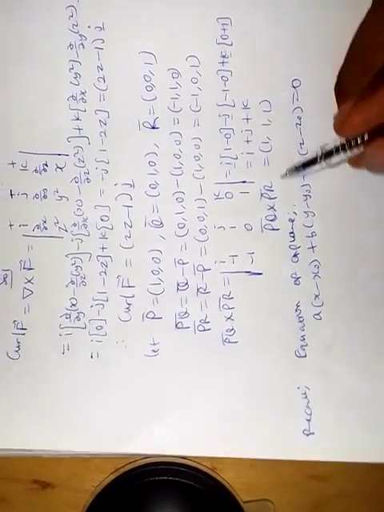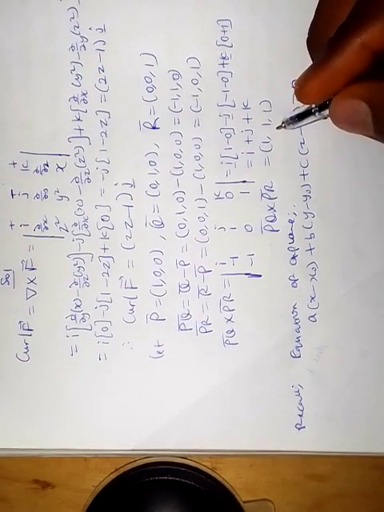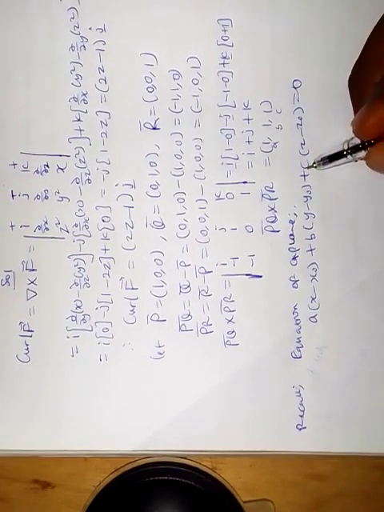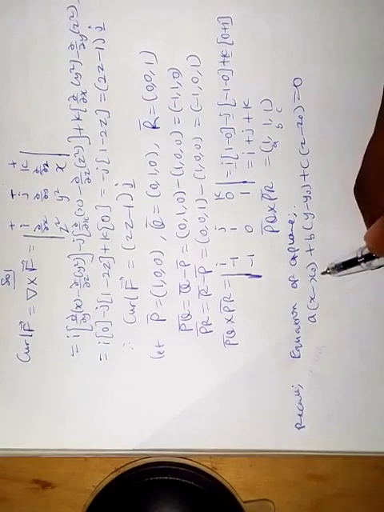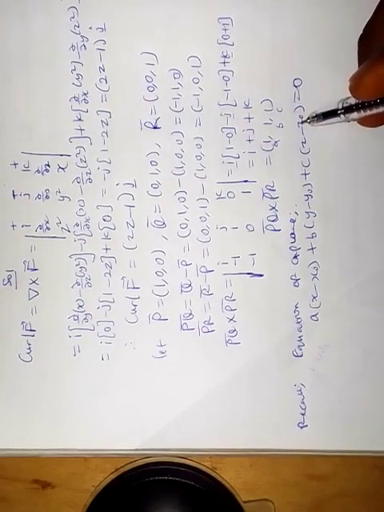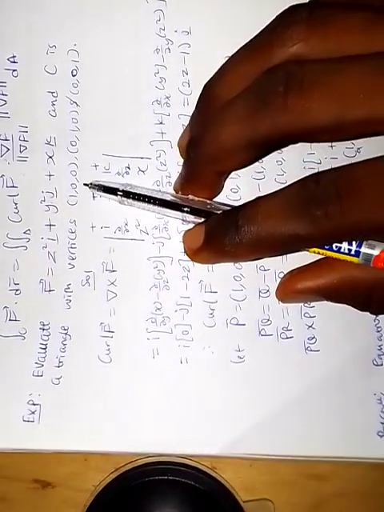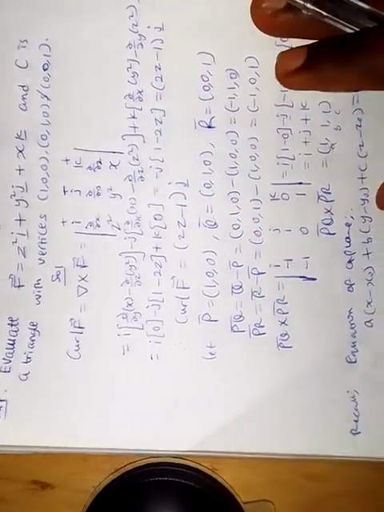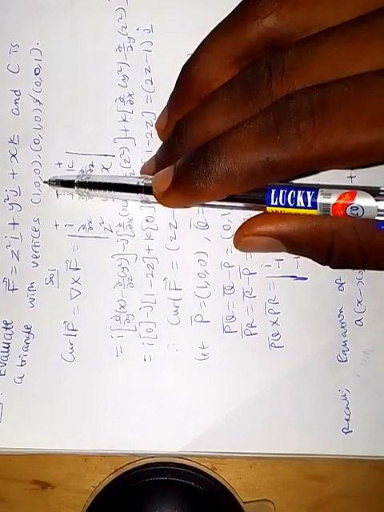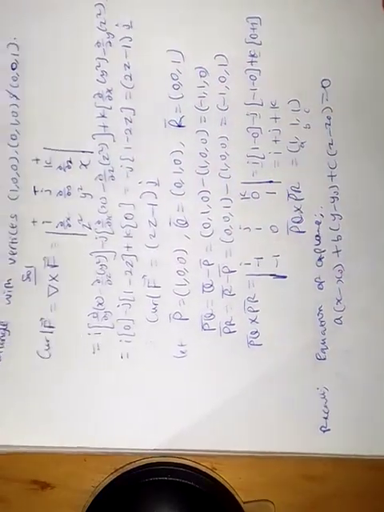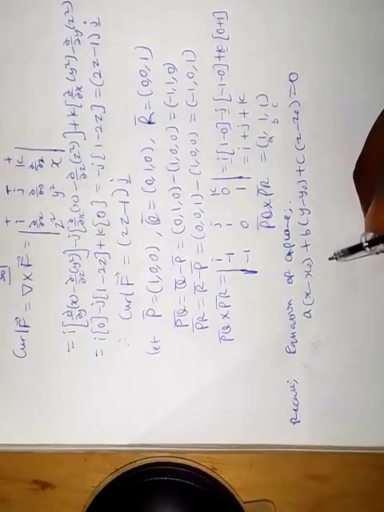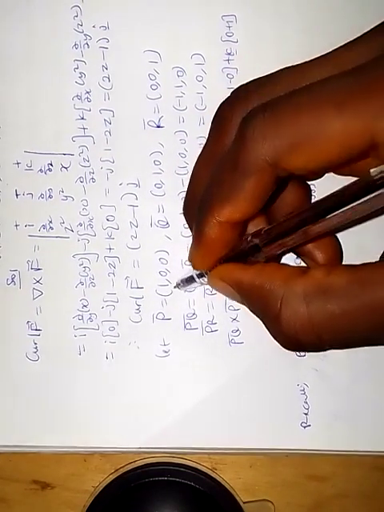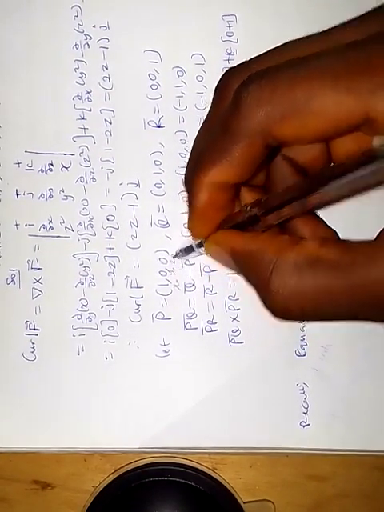So P, Q, R, we let them be A, B, C, so you can plug in all those values here. And for x naught, y naught, z naught, you can just fix any point here. You can either take this or this. So let's take the first one, which is P, 1, 0, 0. So we have, let's write it here, x naught, y naught, z naught.